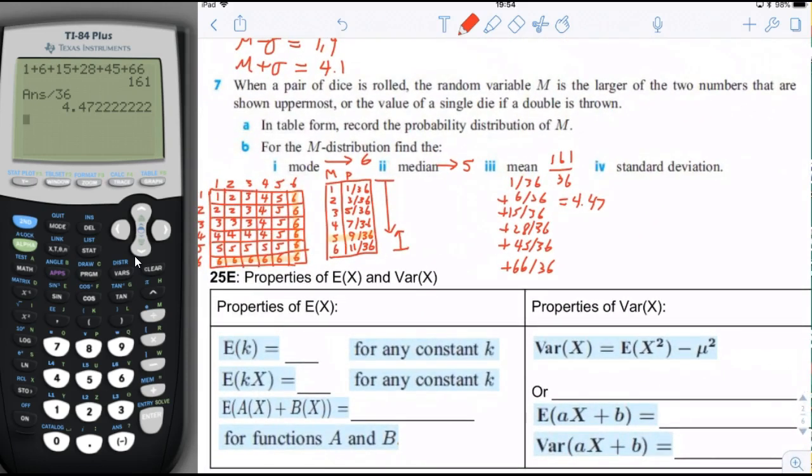Last thing, standard deviation. Oh, well, I guess I'm going to finally have to use the calculator. Use the stat edit function. So I'm going to put 1 divided by 36 on top. The next one, I'm putting these numbers here. So 1 divided by 36, 3 divided by 36, 5 divided by 36, 7 divided by 36, 9 divided by 36, and 11 divided by 36.